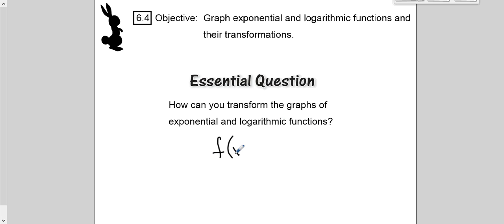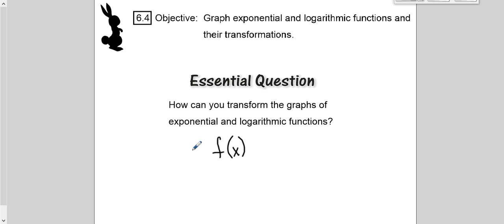What do we do to f of x to make the function go up, go down on the graph, or go left or right? Remember, up or down, we add a number after the f of x. To make it go left or right, we add or subtract a number inside the house for horizontal movement.